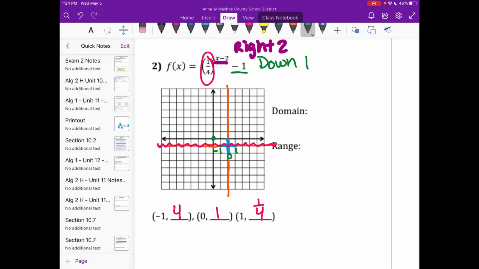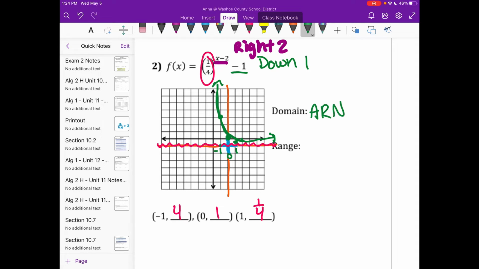So -1 is right here, and then I'm going to go up to 4. 1, 2, 3, 4. Awesome. 0 and 1 is right here. I should erase the old green dots. There we go. And then 1 and 1/4 is right there. Ooh, and this is a narrow one. There we go. All right.